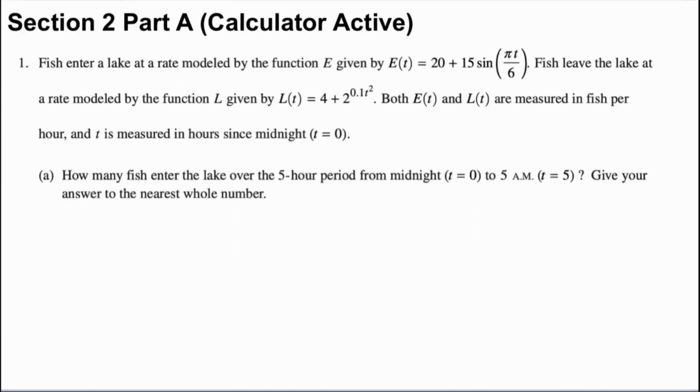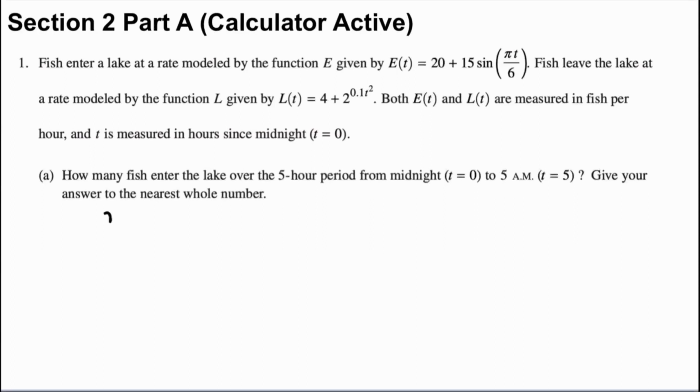So this is going to say, how many fish enter the lake over the 5-hour period from t equals 0 to t equals 5? Give your answer to the nearest whole number. So we're given a rate function with how many fish enter the lake, with fish entering the lake at a rate modeled by the function E. And integrating a rate function will yield a total, and that's where we're trying to find the total number of fish that enter a lake. So that's what we're going to do.